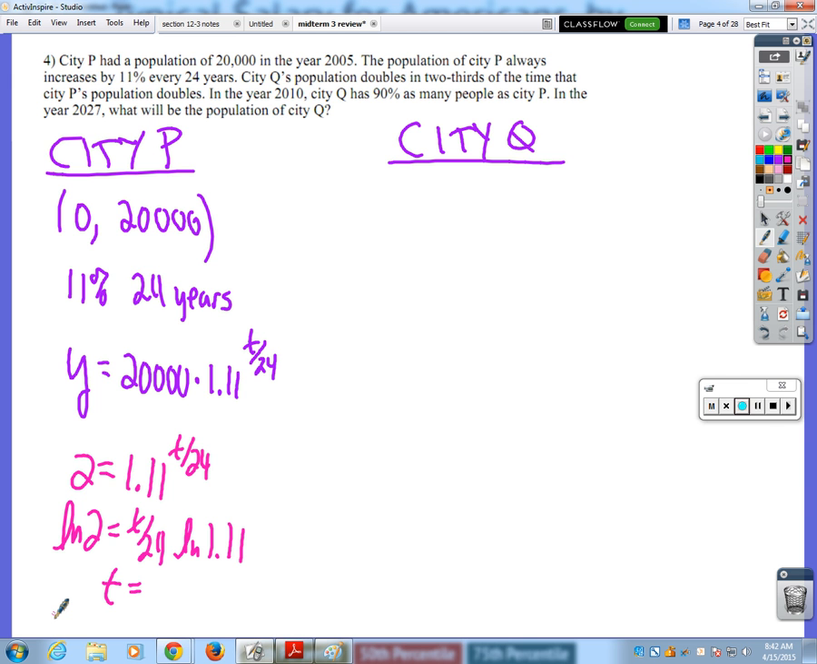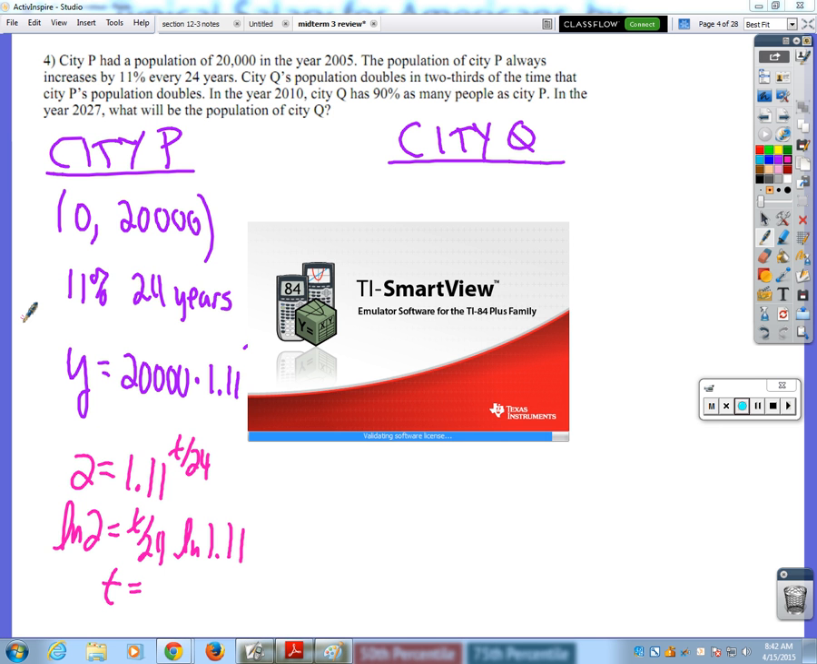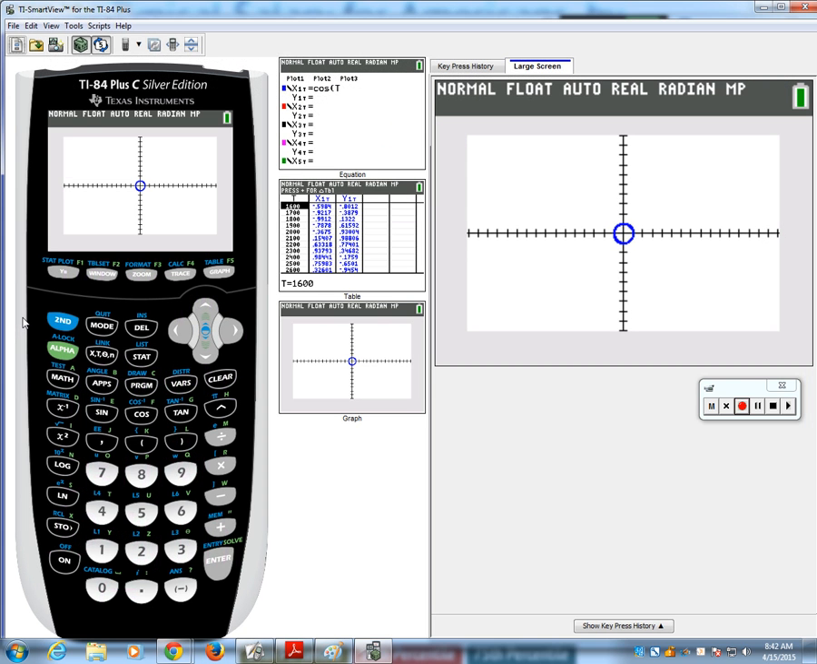Because we want to know how long it takes for the population to double. 2 is double. What is it? I got 159. So we get 3 different answers? I got 159.